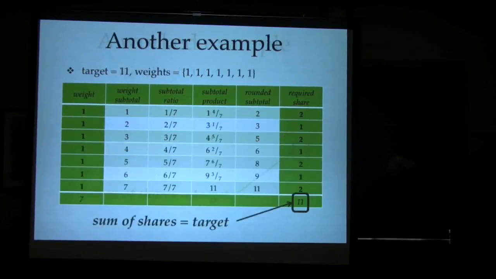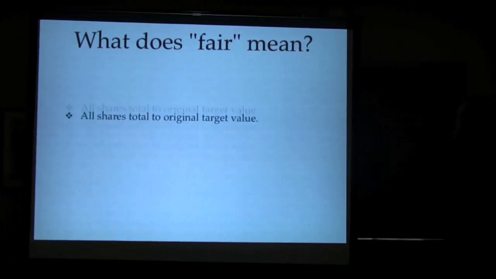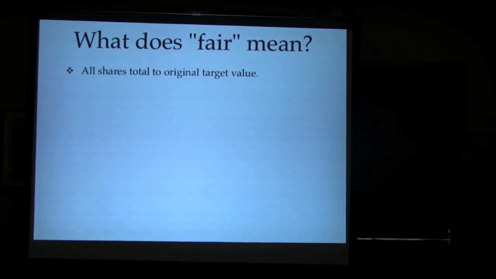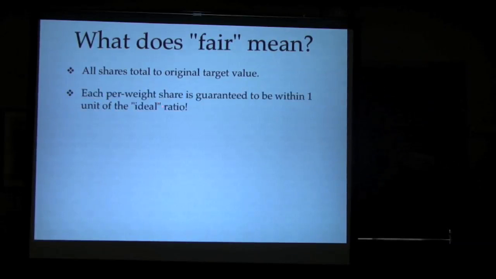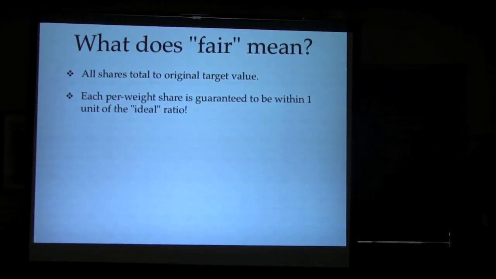And the same thing happens with our bigger, uglier example. Notice that the odd bits are getting distributed along the way rather than in any second patch-up pass. What does fair mean? It means that the shares total the original target. It means that each per-weight share is guaranteed to be within 1 unit of its ideal ratio.